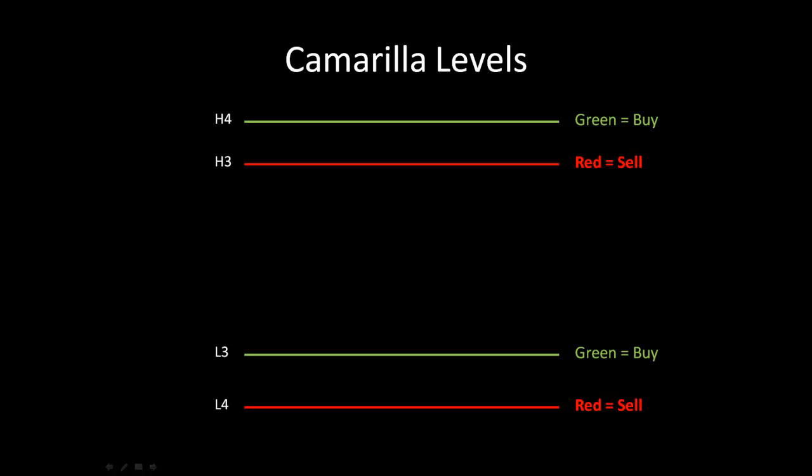If you look at the H4 level, it's green, which means buy. If we get above the H4 level, we know we're in a breakout, and we want to buy. If price gets below H3, then we know that we're reverting back to the mean, back to the center of the value, and that's a sell. It would be the same on the bottom. If you get below L4, you're breaking out, and that's a sell. And if you get back above L3, you're coming back into value, and that's a buy.